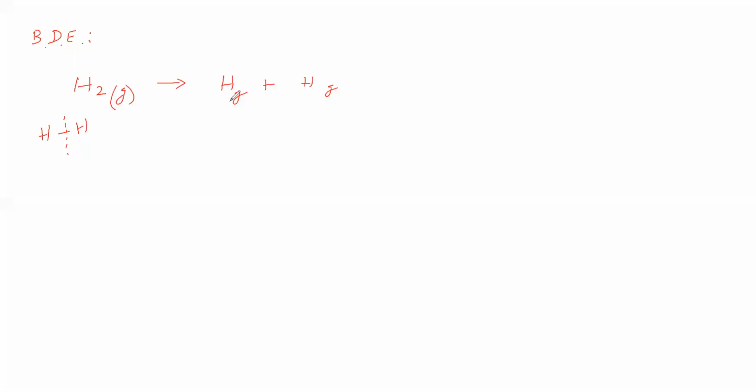To do this, what is the amount of heat involved? We will see. The amount of heat involved is this much kilojoule. This is called the bond dissociation energy of hydrogen gas. Bond dissociation energy of hydrogen gas, we can say.